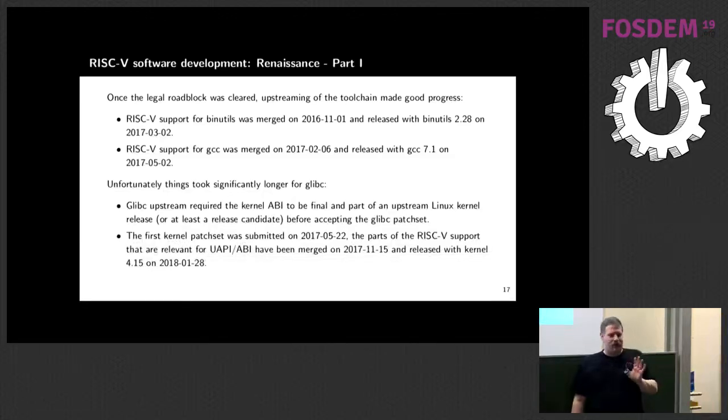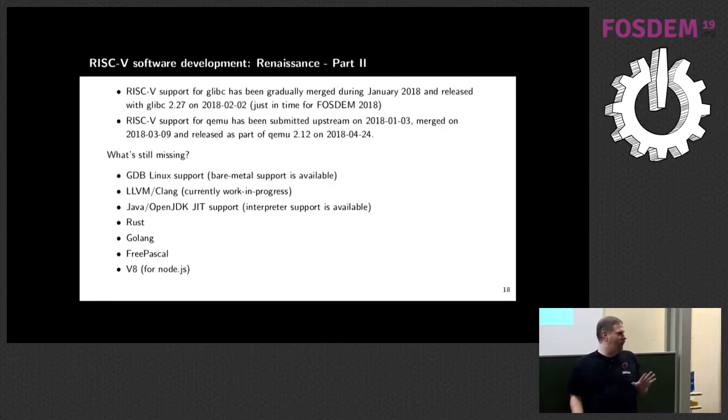Then came glibc and the kernel. The glibc and the kernel are very much dependent on each other because they use low-level interfaces. Getting that specified so that the glibc people were happy and the kernel people were happy took nearly a further year from there on. So effectively, at last FOSDEM, exactly one year ago, we had the toolchain and kernel working, and things were upstream. We could start with the bootstrap of the distribution.